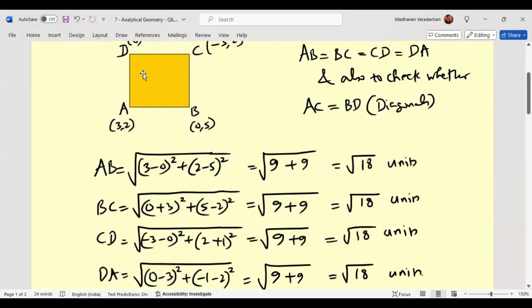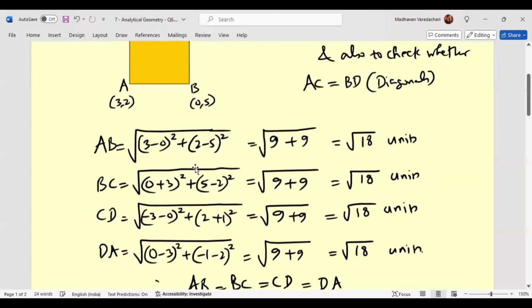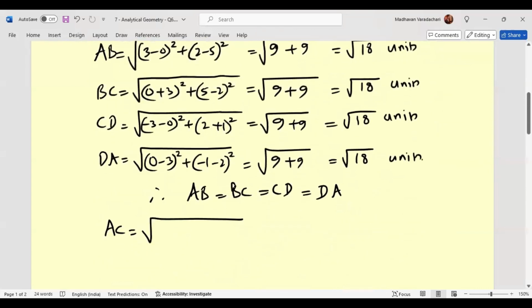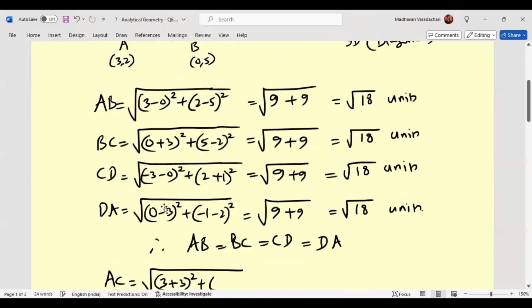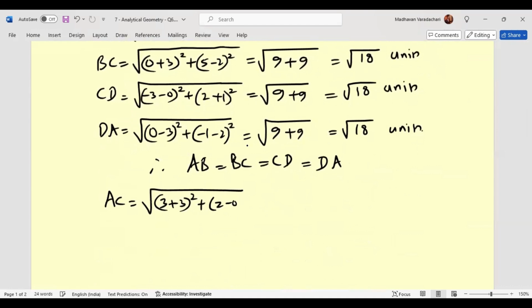Now let us check the diagonals. AC is equal to (3 minus (-3)), so (3 plus 3) the square plus (2 minus 2) the square. So this becomes 6 square, which is 36, and then 0. So you get root 36 is 6 units.